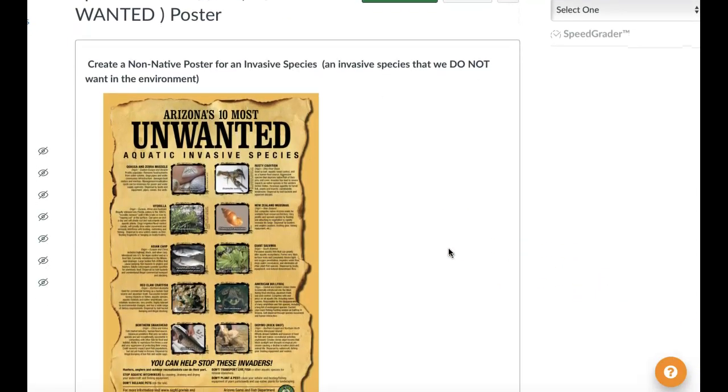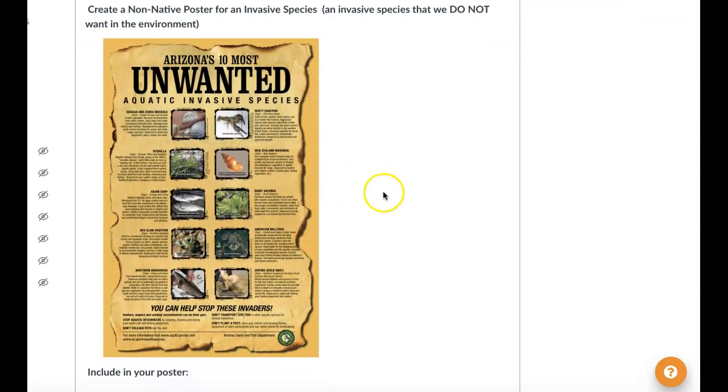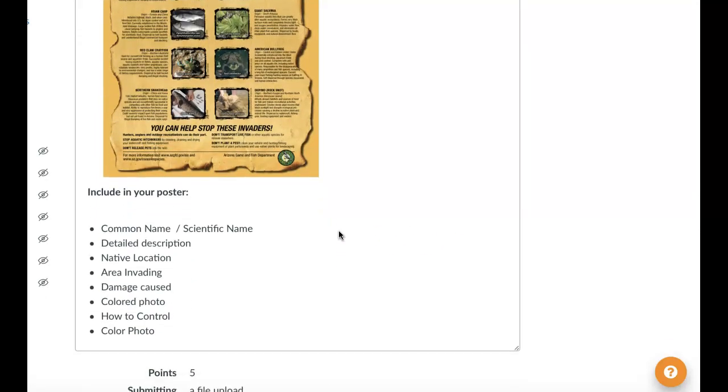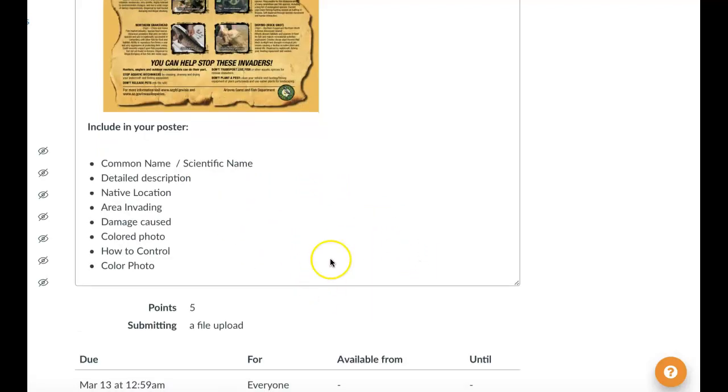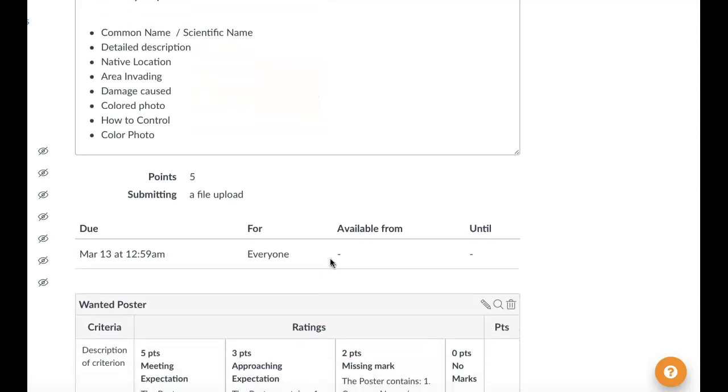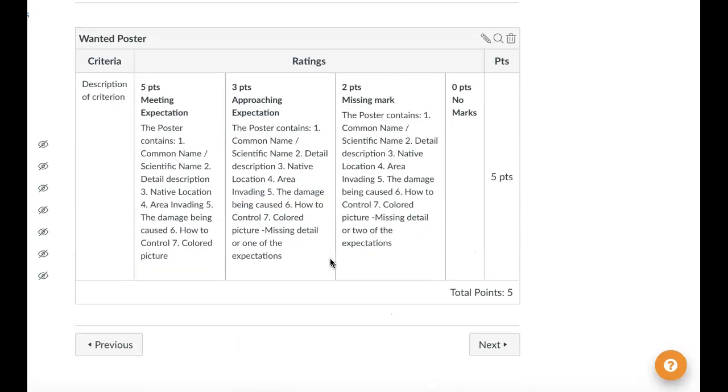And then here's your assignment for the non-native species. So the invasive species is an unwanted poster, and here's an example of that. And remember, these are the things you must include in your poster. In particular, we want to think about what is the native location, but then what areas are they invading? And then considering the damage they cause, including photos, how to manage and control. And then here's the rubric for that poster.